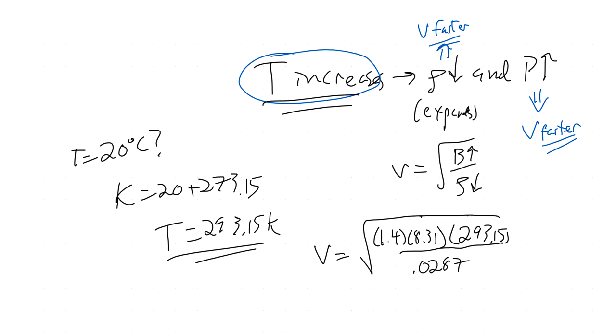0.0287, and we get 1.4 times 8.31. Try it yourself if you're doing this at home. Divided by 0.0287, to the 0.5. So I get 344 meters per second. That's what I got.